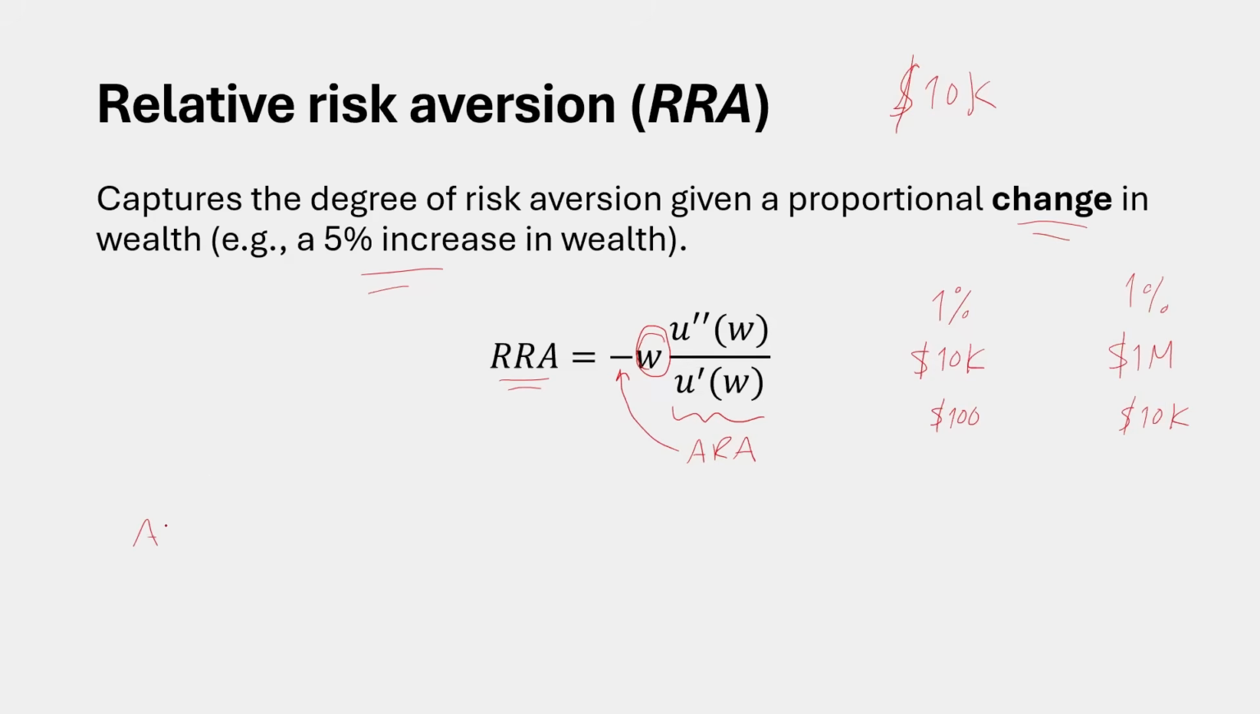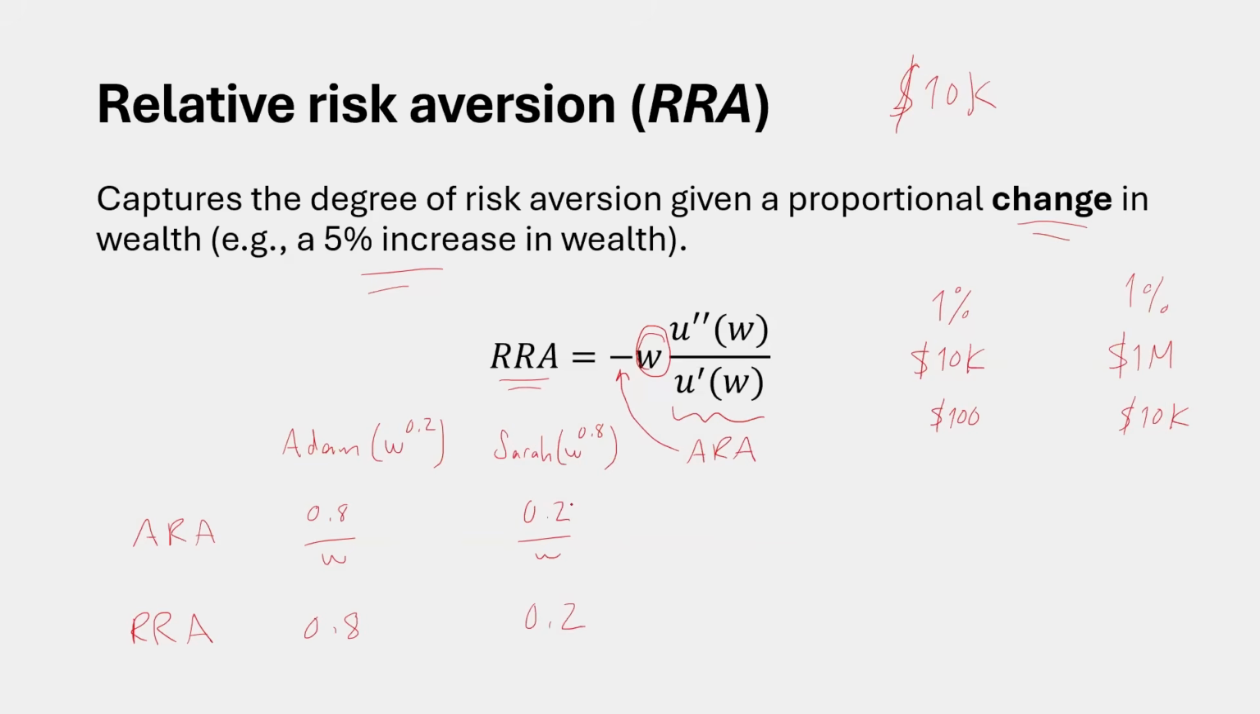So what were the absolute risk aversion coefficients? For Adam, it was 0.8 over W, right, and his utility function was W to the power 0.2. And for Sarah, her utility function was W to the power 0.8, and her absolute risk aversion was 0.2 divided by her wealth. Now we can write the relative risk aversion coefficients. All we need to do is to multiply by W. So this becomes 0.8 and this becomes 0.2.